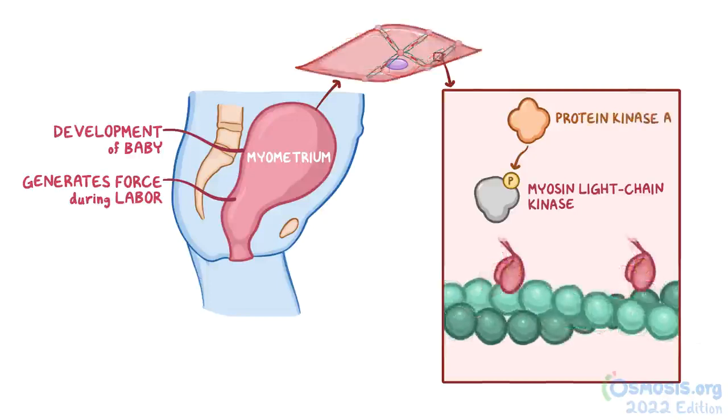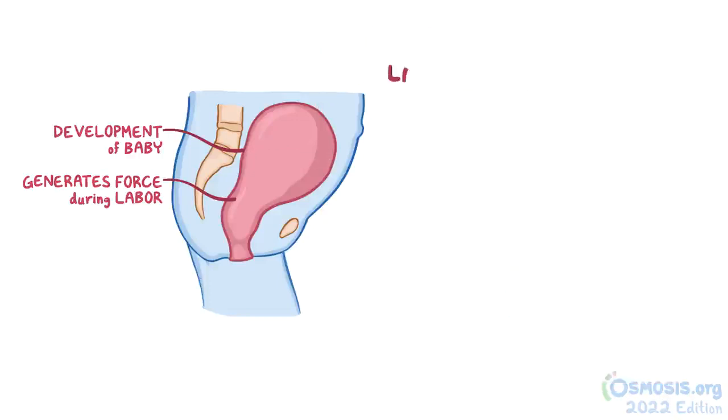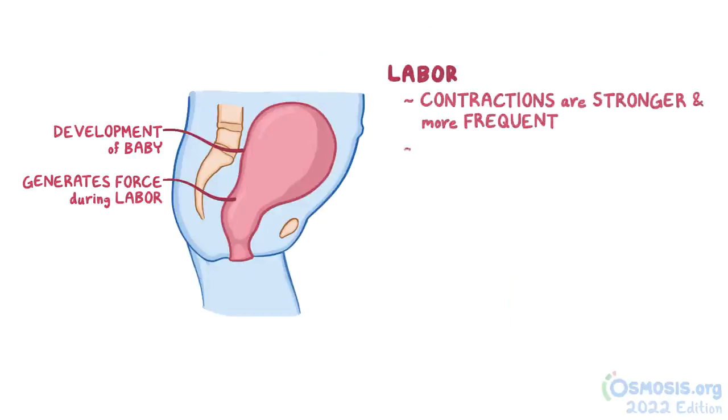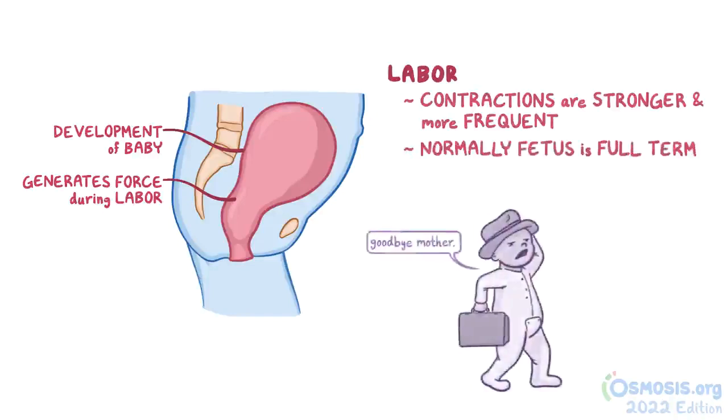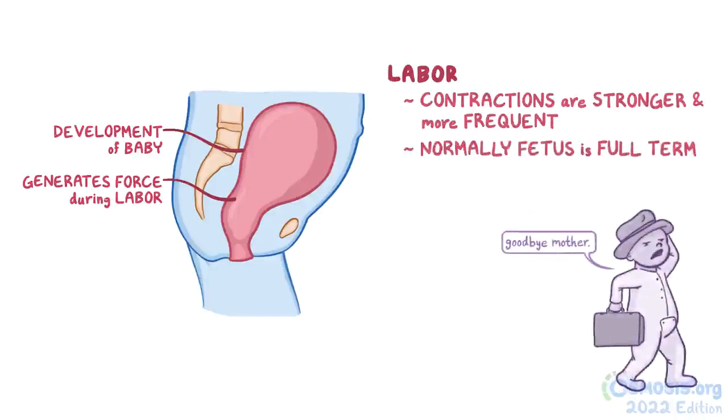Now, during labor, uterine contractions become stronger and more frequent. Normally, this happens at some point when the fetus is considered full term, which means all their organs are functional and it's able to live outside mommy's womb. This typically happens between 37 and 42 weeks gestation.